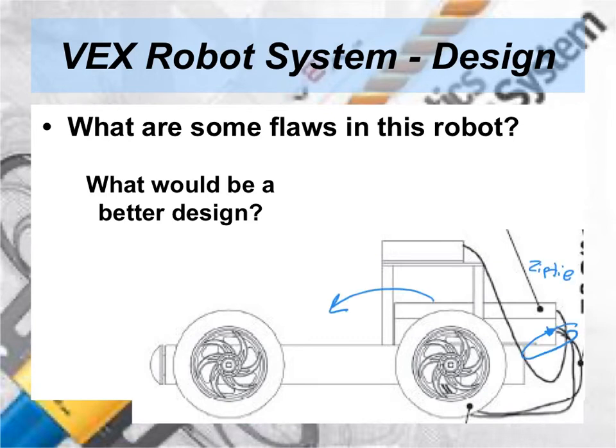Some possible ideas would be to zip tie the wires together so nobody can get tangled on the wires. Another idea would be to take the robot brain or microcontroller and move it more forward towards the center of gravity of the robot, so it's not hanging off the back.